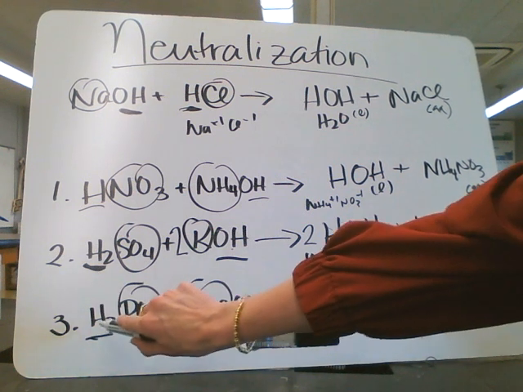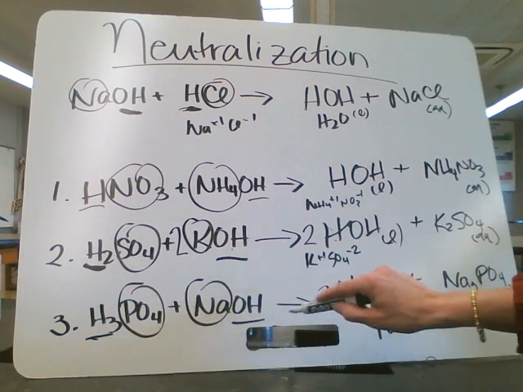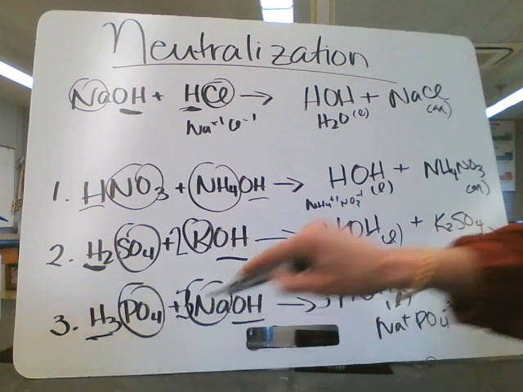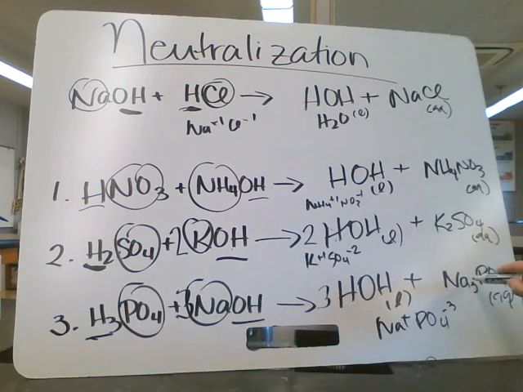Okay. Now we look over here. If we have 3 H's, we have to have 3 waters. So then that means we need 3 OH's, and we have 3 Na's. So that balances out both of our sides. And that's your neutralization reactions.